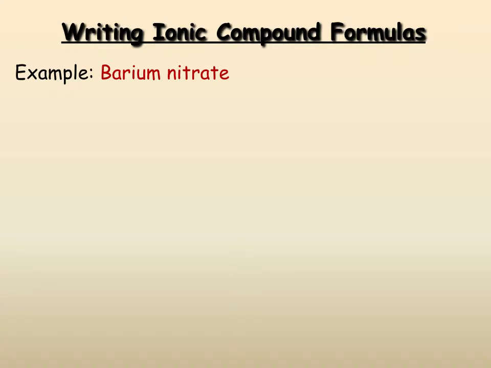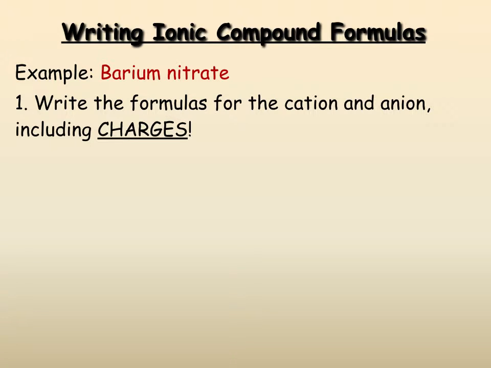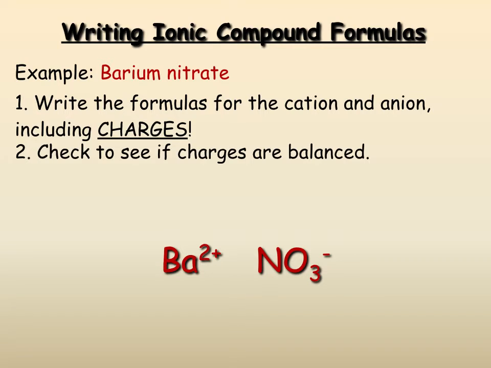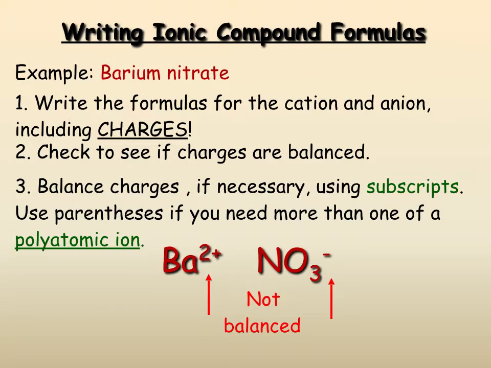When we're writing ionic compound formulas, for example, if we're going to start with barium nitrate, the first thing we're going to do is write the formula for the cation and the anion, including their charges. So we would look at the periodic table and we would see that barium is going to be +2. Nitrate is one that you should have memorized, and is going to be -1. And we look to see if they're balanced. And we would see that they are not. So to balance the charges, you're going to use subscripts. If you have a polyatomic ion like nitrate, you're going to use parentheses.